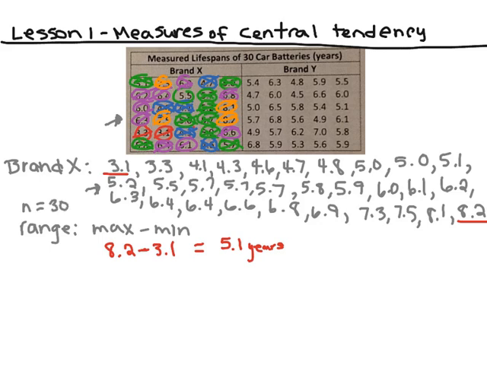So now we're going to find our mean. So mean is just the average. And the way that you do that is you add up all of the numbers and then you divide by how many numbers you have. So I'm not going to write out my work, but you should type in 3.1 plus 3.3 plus 4.1 plus, all the way to 8.2.